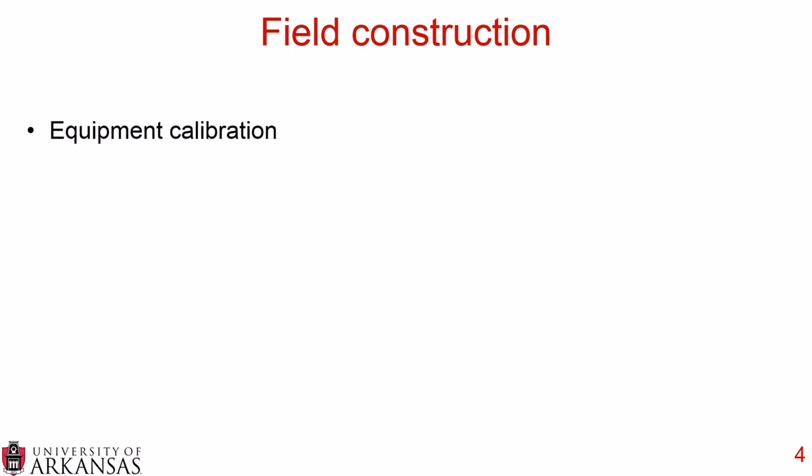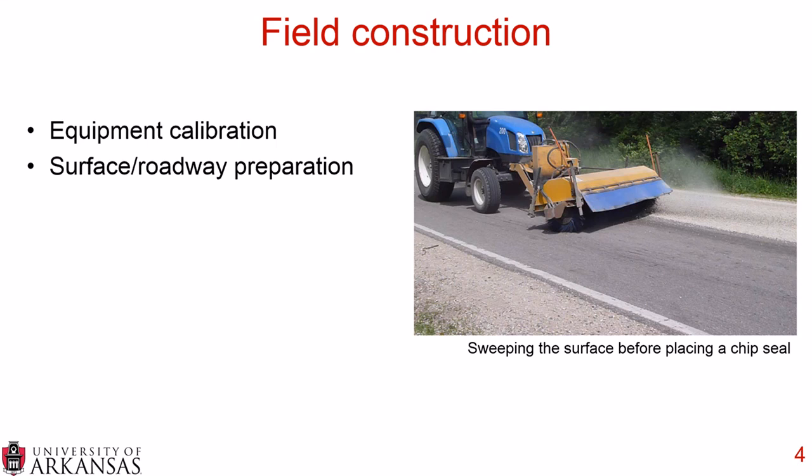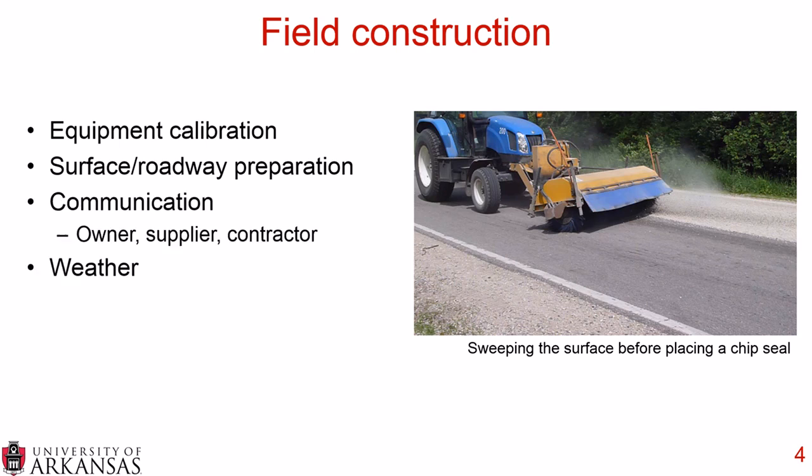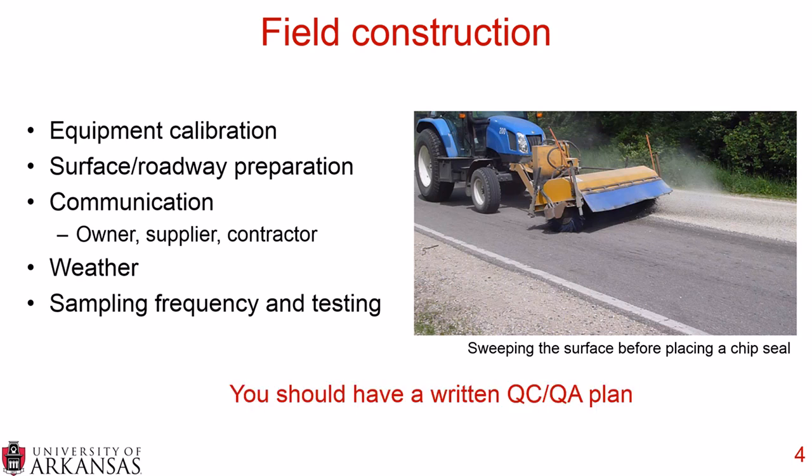In the field construction, we again see the importance of equipment calibration to make sure everything is being placed in the proper quantities that you're designing for. You want to make sure that your surface and your roadway are prepared for whatever treatment that you're placing on the roadway. You must ensure there is good communication between all parties, including the owner, the supplier, and the contractor. It's important to monitor the weather during construction in order to achieve high quality, and then have a sampling frequency and testing plan. And this is a part of your written quality control, quality assurance plan that should be in place, documented, and made available in any field construction project.